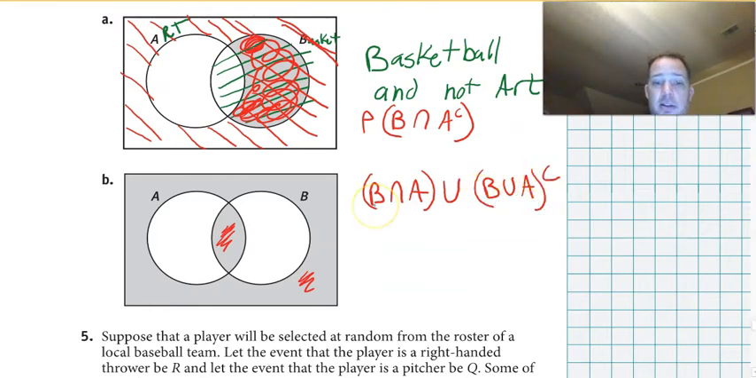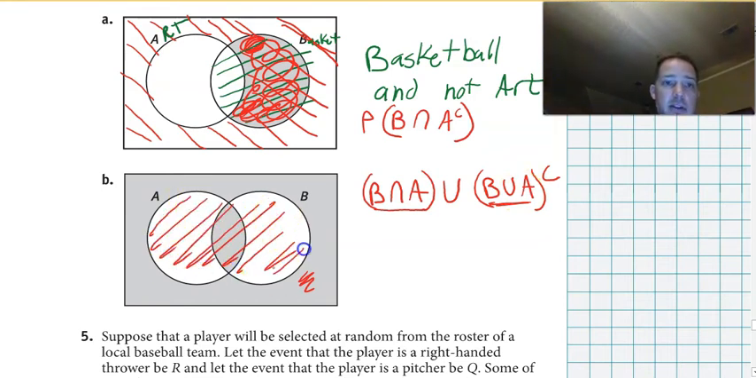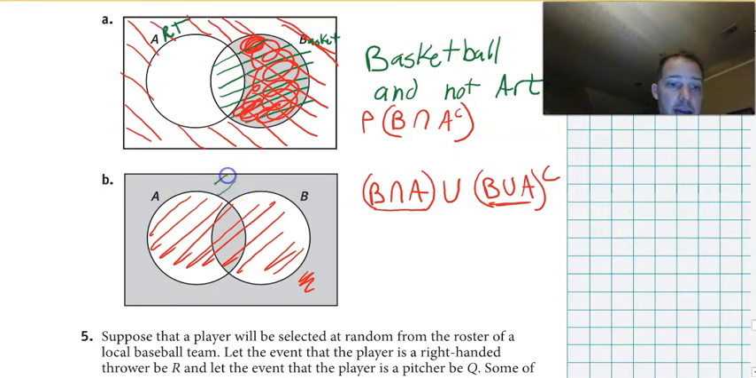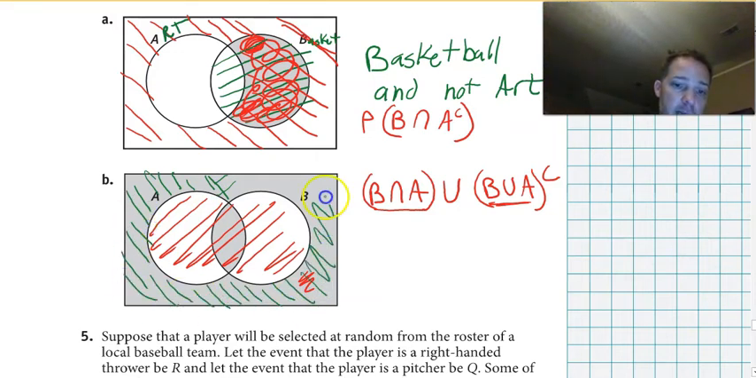Just to be extra clear, this part right here represents the intersection. And this region right here is the complement of basketball or art. So the basketball or art would be the peanut-shaped region. Then the complement would be everything outside of that peanut-shaped region. So the green here is going to be the complement of art or basketball.